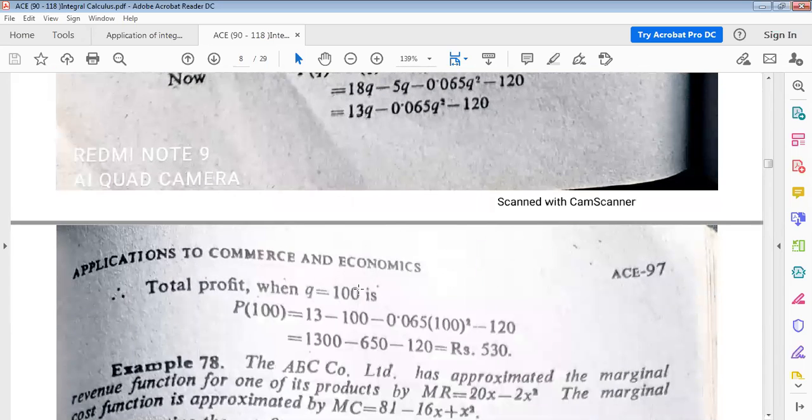So if q equals 100, then the total profit will be, just putting q equals 100 here, 13 into 100, this multiplied by 100 whole square, minus 120, will give 530 taka actually.